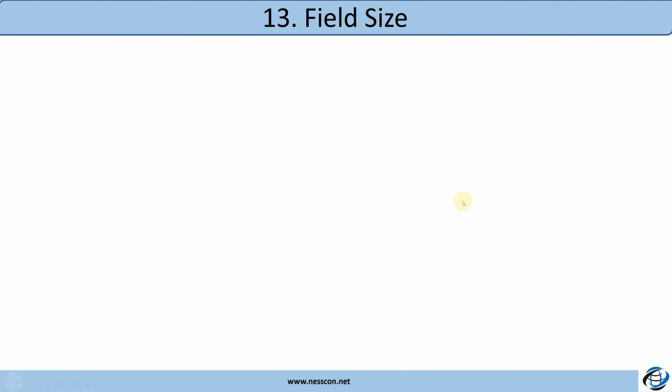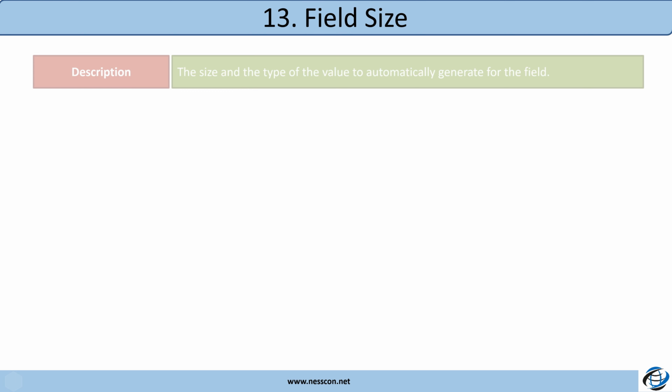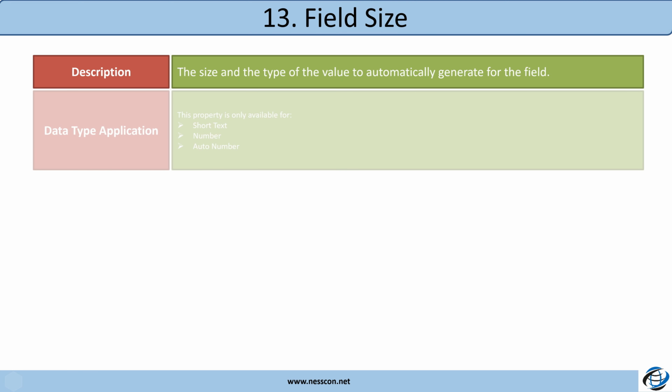The next property we are going to learn is field size. The description says the size and the type of the value to automatically generate for the field. This property is only available for short text, number, and auto number.